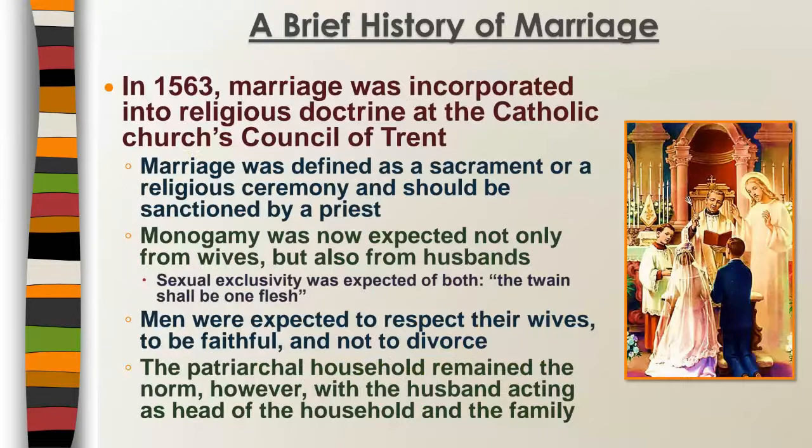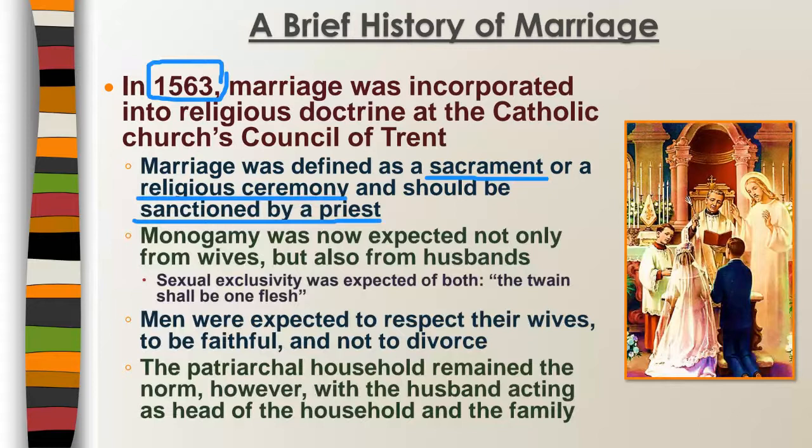Now we're going to fast forward quite a while to 1563, giving you a snapshot here of marriages and love. So 1563 is when religion, especially Christianity, started to get more intertwined with marriage as an institution. Marriage was now incorporated into the religious doctrine of the Catholic Church. There's a thing called the Council of Trent, where this was decided, and marriage was defined as a holy sacrament, and it was to be conducted as a religious ceremony and could only be sanctified by a priest.